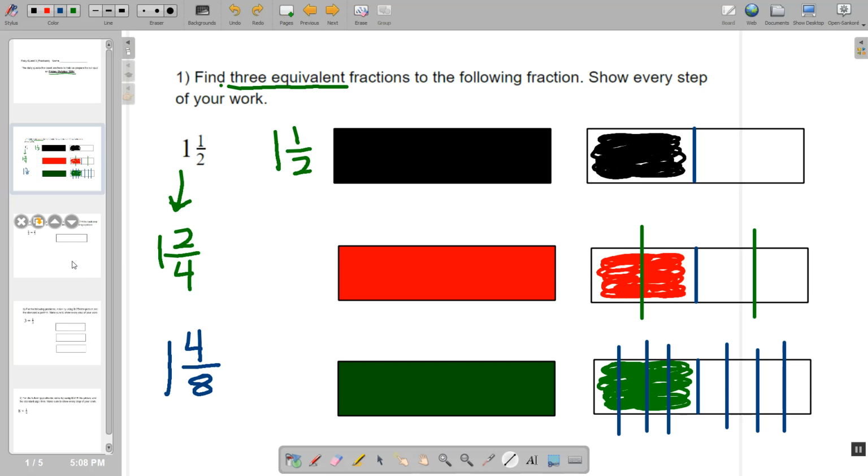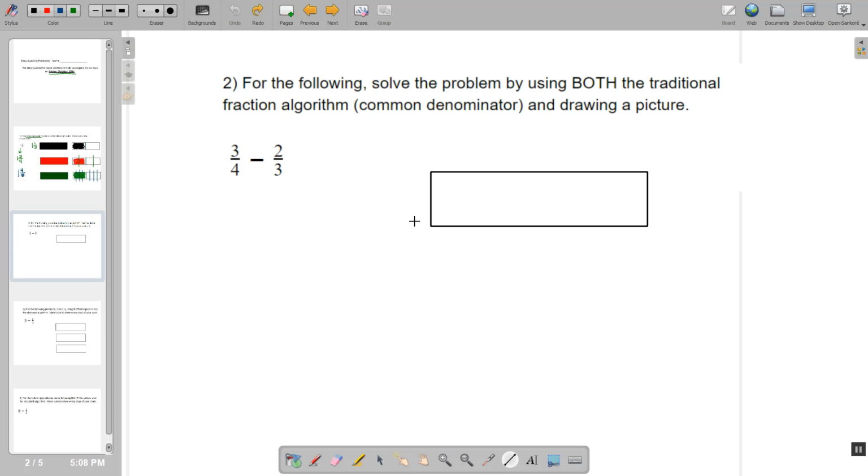Let's go to problem 2. We have subtracting 3/4 minus 2/3 using both the traditional algorithm and drawing a picture. For the last few mini quizzes, or the daily quests, I have been doing the algorithm first. A good common denominator between fourths and thirds is 12ths, because 4 times 3 is 12.